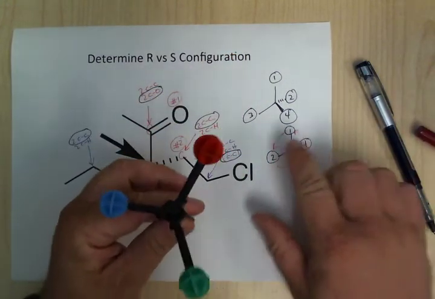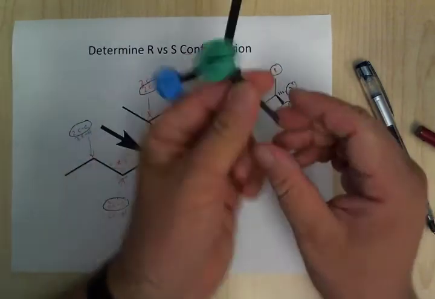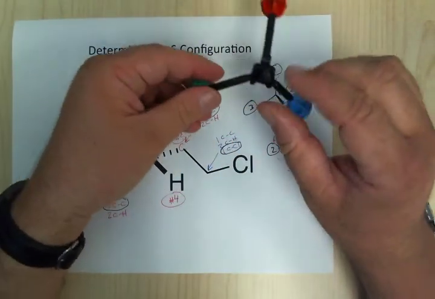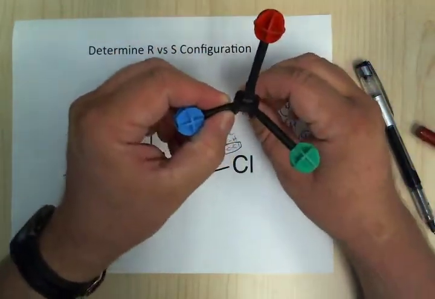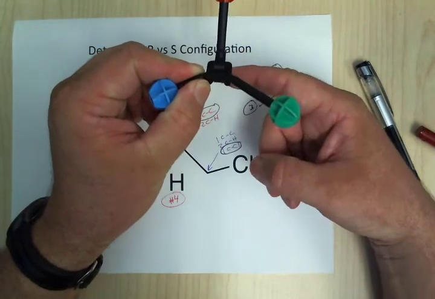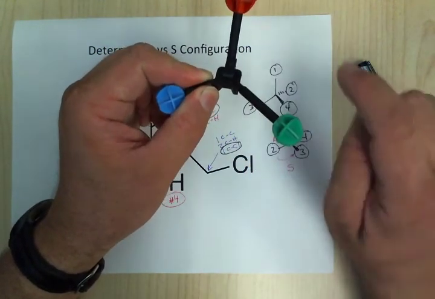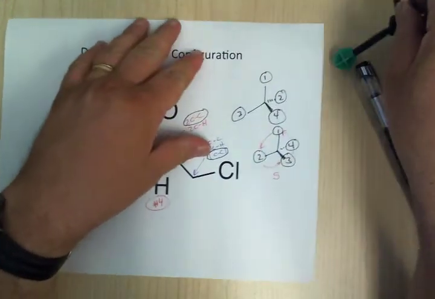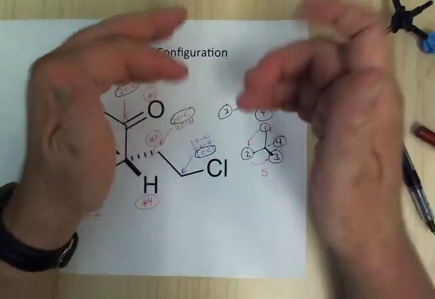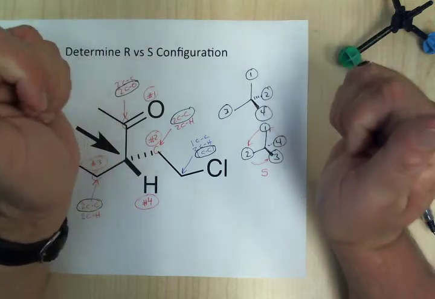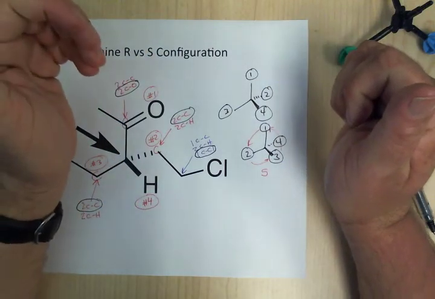Now this is the standard way of teaching it, and it helps with a model kit, but you do have to mentally rotate this around. It's critical that you get this number 4, the lowest priority group, going away from you. Another way that you can do it is using your thumbs. I know it's a little weird, but stuff like that.